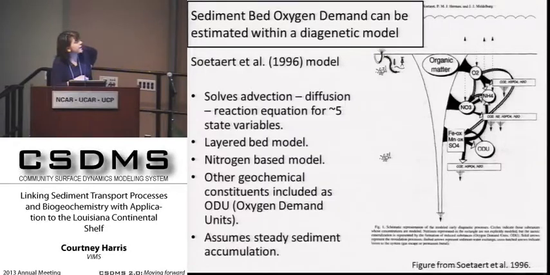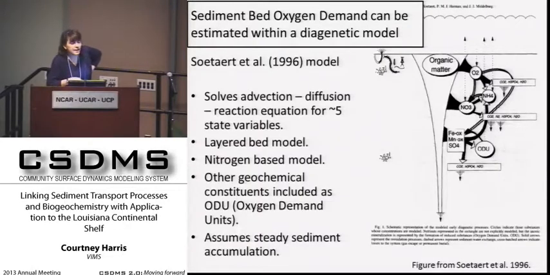One distinguishing factor about Sodert's model is she does not try to explicitly account for things like the iron and the manganese and the sulfate cycles. Instead, she lumps all of that into what she calls oxygen demand units that build up in the anoxic sediments.